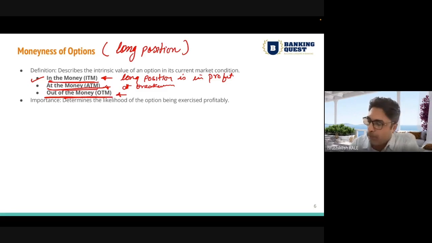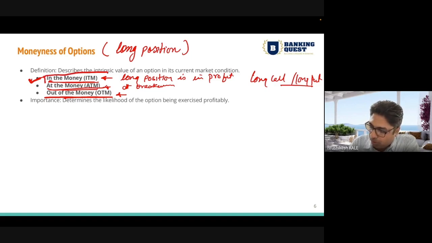So always remember, in the money means the long position is in profit. So it can be a long call or a long put. In the money means you are in profit. If the long position is at break even, it is called at the money. And if the long position is not in profit, then you call it out of the money.